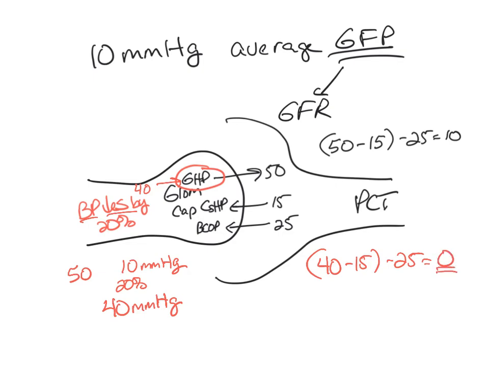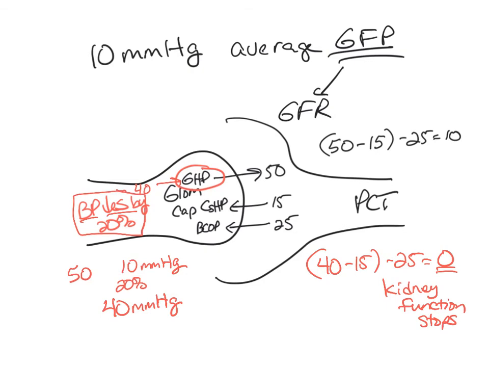And now we have a glomerular filtration pressure of 0. So at this point, kidney function stops, right? Your kidney function stops. And so now this can happen, blood pressure decreasing by 20%.